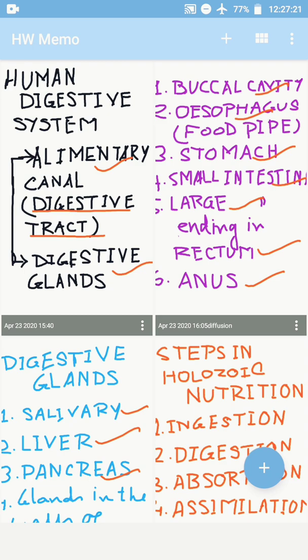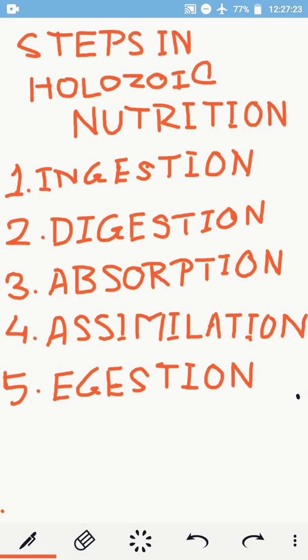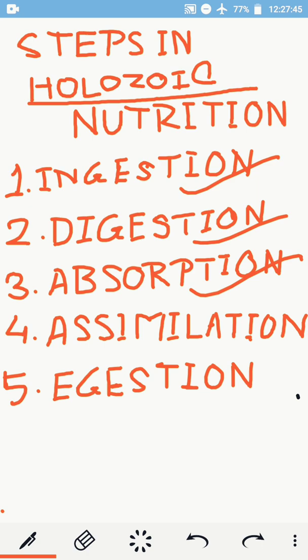So certainly there are steps. The mode of nutrition what we show is called holozoic mode of nutrition. And it has the steps. First is ingestion, that is intake of food. Next is digestion, that is breaking of food into simpler soluble forms so that the body can utilize this. Next is absorption, that is it enters into the blood so that it can reach all cells of our body. Our body is made up of cells, and cells are utilizing the digested food.